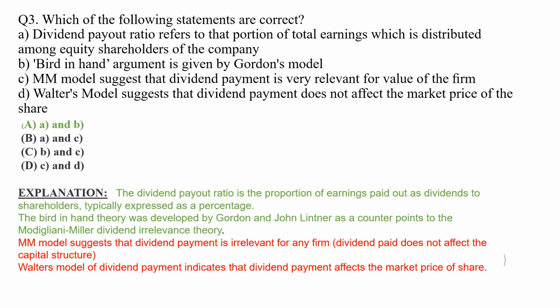So options C and D are wrong. The Modigliani-Miller model suggests that dividend payment is irrelevant for any firm. Here it is given that it is relevant for the value of the firm in the options, so that is wrong. It is irrelevant for any firm because dividend paid does not affect the capital structure. And then Walter's model of dividend payment indicates that dividend payment affects the market price of the share. Here in the options it is given that Walter's model does not affect the market price of the share, which is wrong. So options A and B are the correct options.